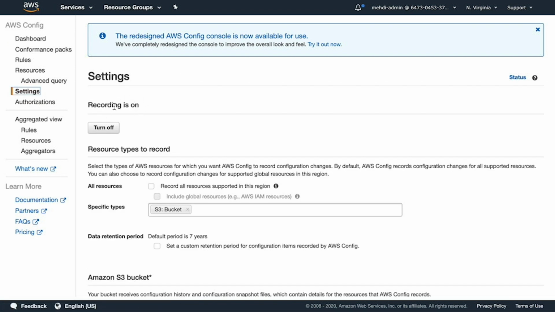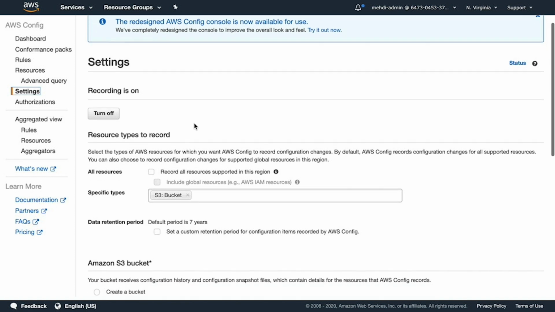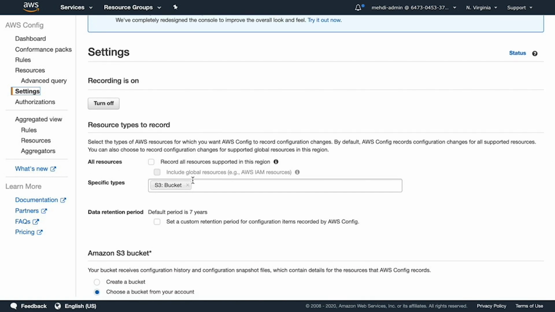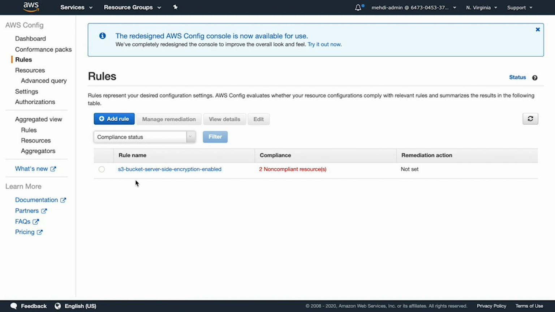As you can see, I have config recording on, and I have chosen to record only the S3 bucket resources. Let's take a look at my rules. I have added one rule to check for compliance. This rule will check S3 buckets in my account to ensure that they have the server-side encryption setting enabled.